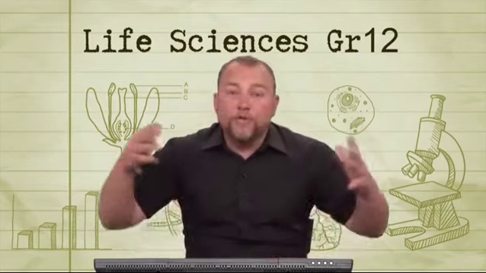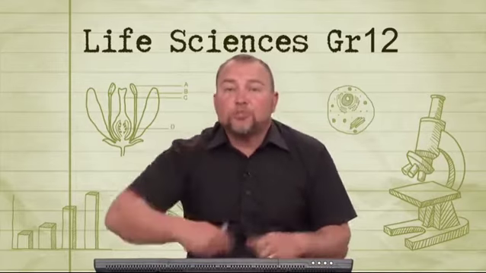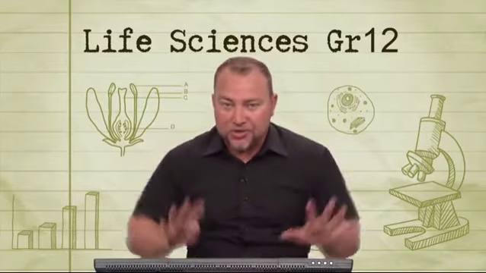So we have a nervous system, which is divided into two sections. Remember, it's got your, what is it called? Your peripheral nervous system, which is everything that's not part of your brain and spinal cord. And then you've got your central nervous system, which is your brain and spine. So those are the two.